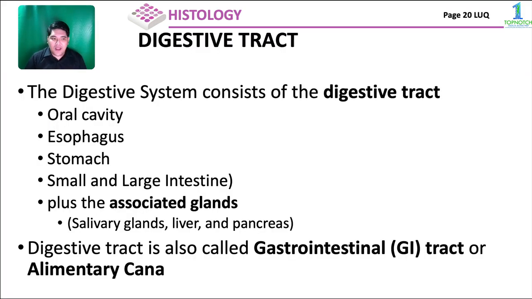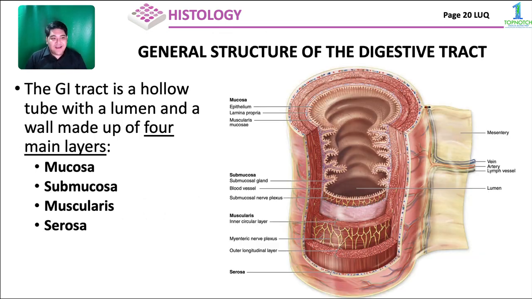Okay, so your digestive tract consists of the oral cavity, esophagus, stomach, small and large intestine, plus the associated glands. Ano yon? Salivary, liver, and pancreas. Your digestive tract is also called your gastrointestinal tract or your alimentary canal. Correction, lagyan nyo ng L. Hindi po yan alimentary cana. Canal po yan. I'm very sorry for the typo. Forgive me. Okay, so let's try to discuss the general structure of the digestive tract.